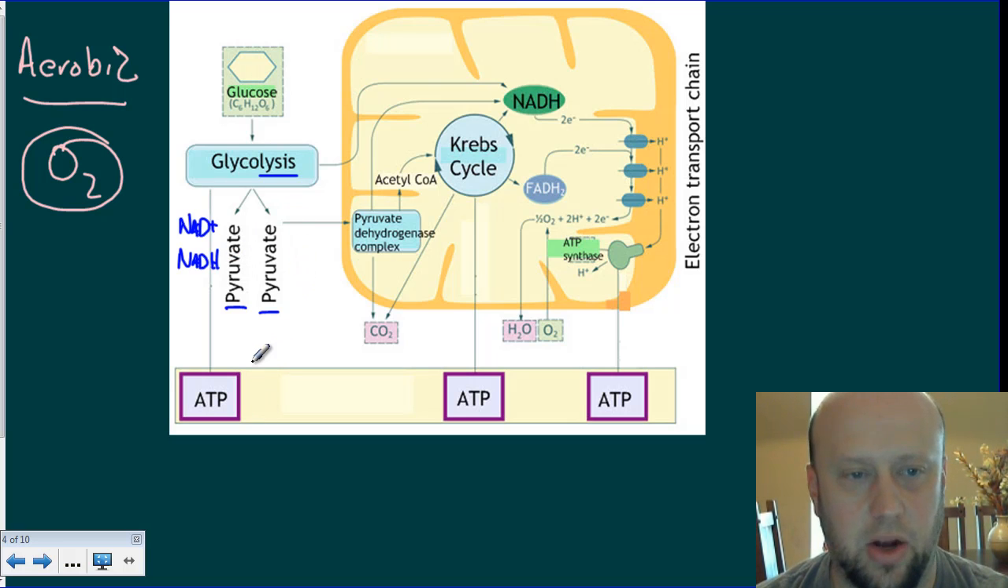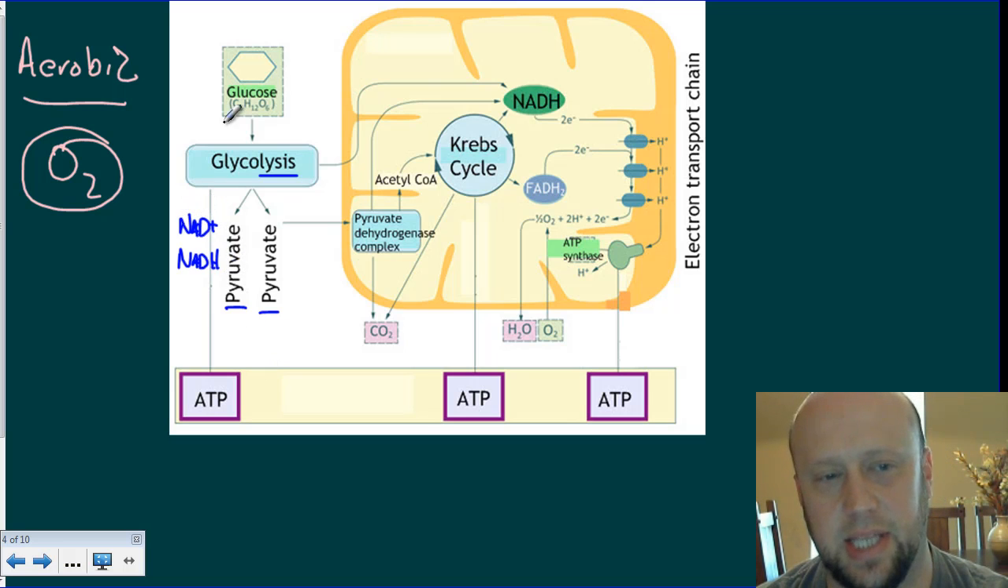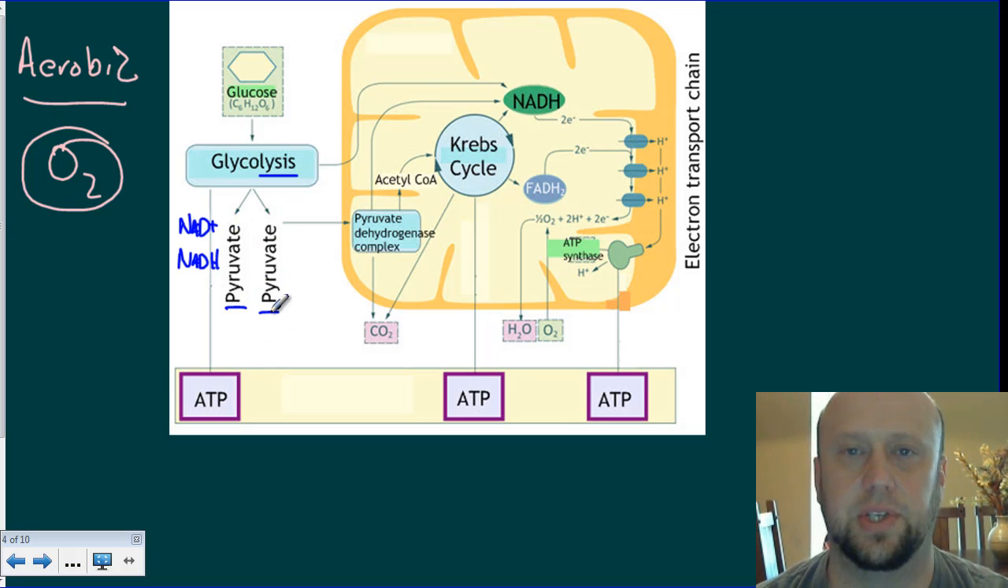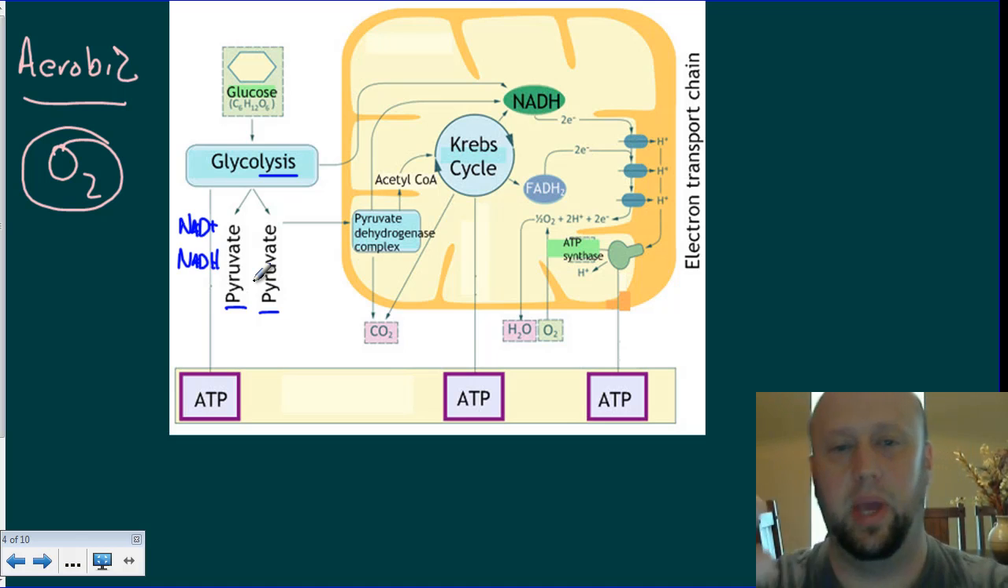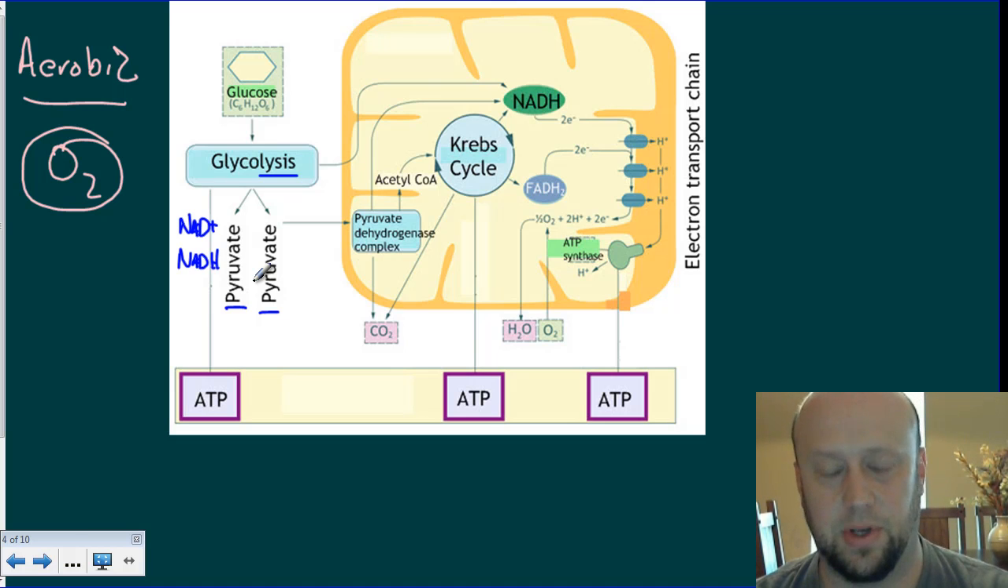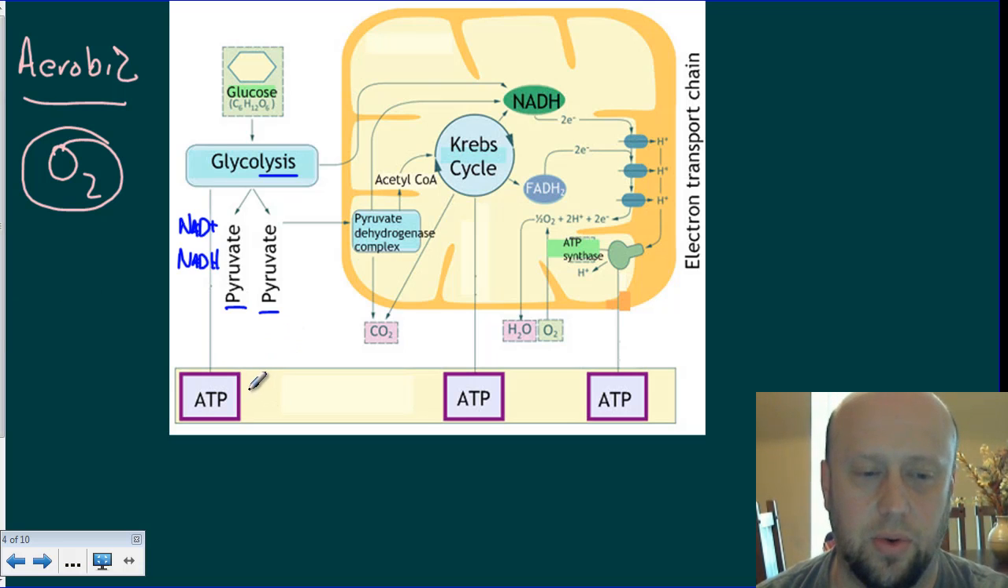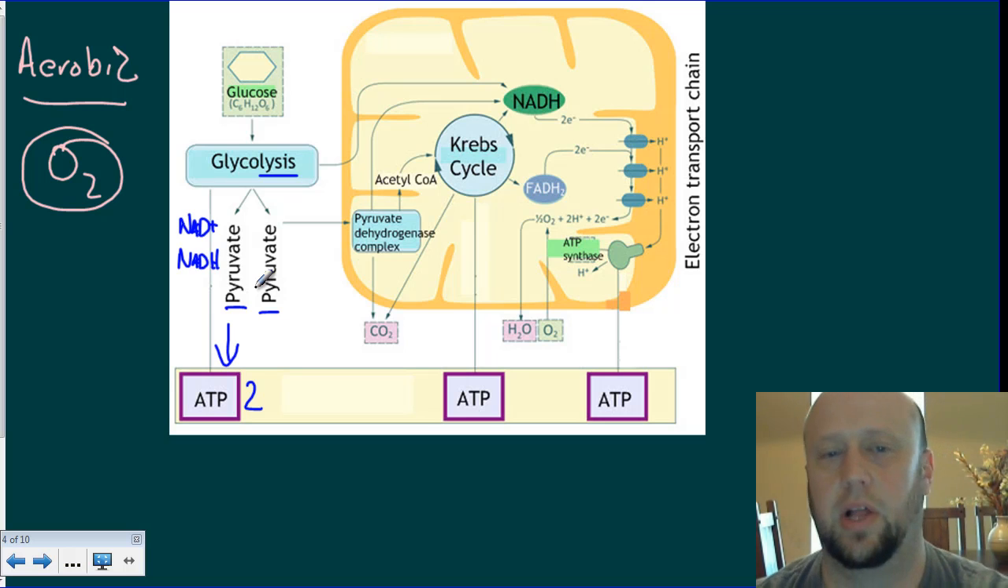Now, glycolysis itself, it takes 2 ATP to get this to happen, to get the glucose to split into the two pyruvates. But each pyruvate production results in 2 ATP. So basically, we put 4 in, we get 2 out. I'm sorry, we put 2 in and we get 4 out. So that gives us a net total here at the bottom of 2 ATP that we get from glycolysis.